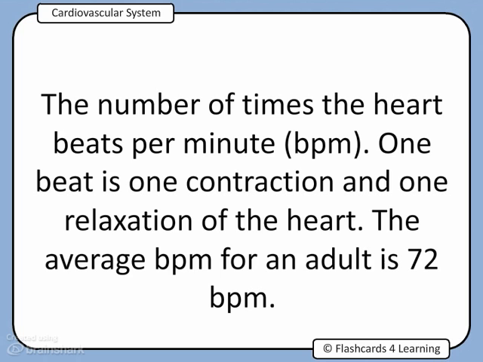A little bit more detail: one beat is one contraction and one relaxation of the heart, and a little bit further detail: 72 beats per minute for the average adult. Okay, so remember we're talking about cardiac output. First part is cardiac output is heart rate multiplied by another concept which is on the next slide.